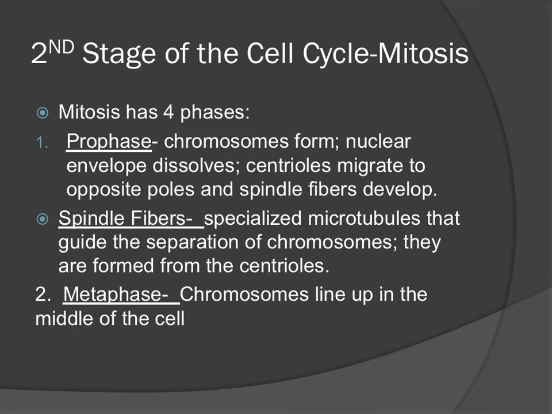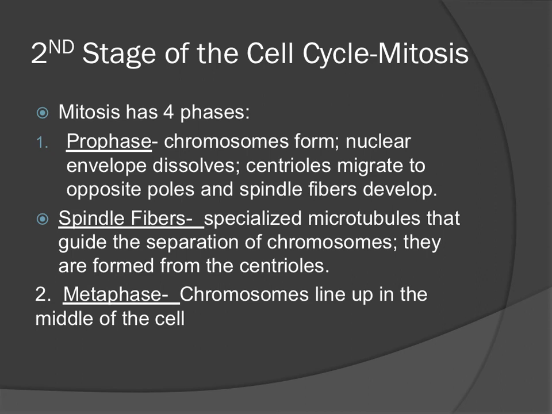Now the second stage of the cell cycle is, of course, mitosis as a whole, but in that process of mitosis you have prophase, and that's where the chromosomes will form. The nuclear envelope is going to start to dissolve because we need that DNA information inside that nucleus to start to separate, and it's already been copied, it's already been replicated. We need it to separate into two different copies. So the centrioles are going to migrate to opposite poles, and the spindle fibers are going to develop. Now, spindle fibers are specialized microtubules that guide the separation of chromosomes, and they are formed from the centrioles.